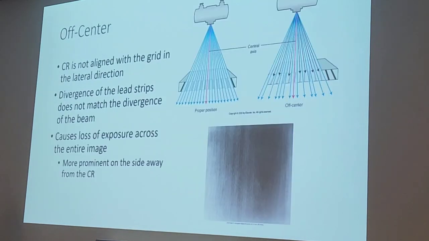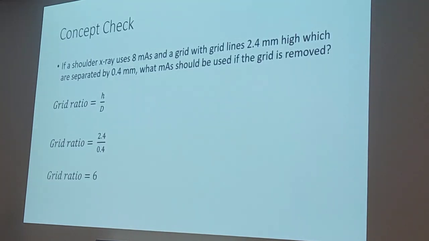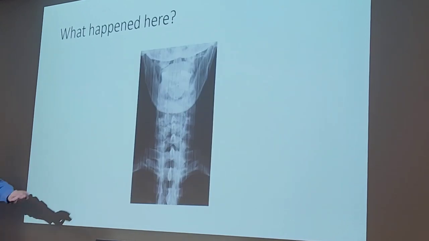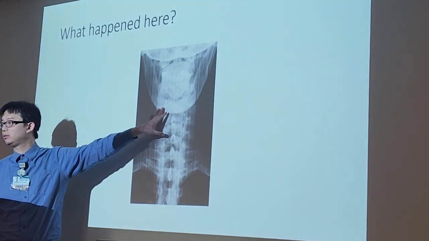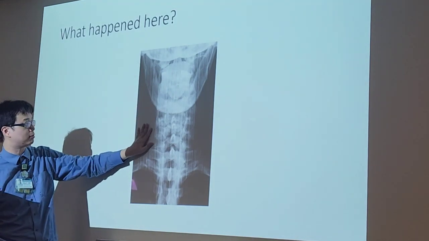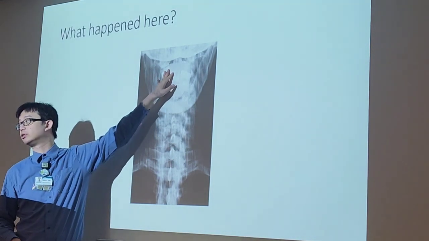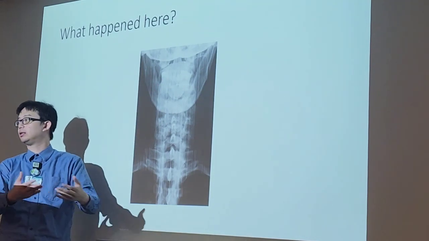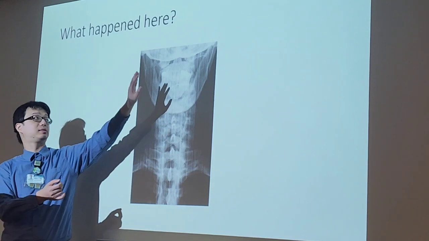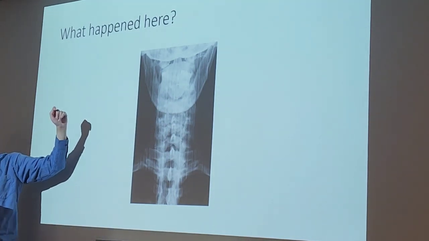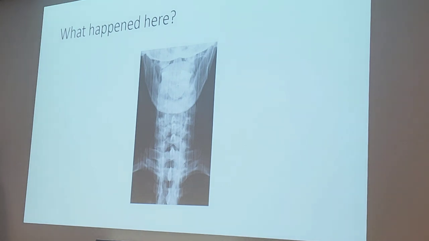So remember all the way back when we said that grid lines can show up on the image? Right, so we have grid lines here. If this is CR and we were scanning in a slightly different direction, that is how we would get the Moiré effect. It's not that you're sticking the grid inside the processor, but it's the effect of the grid plus the way the processor scans that gives you that Moiré effect.